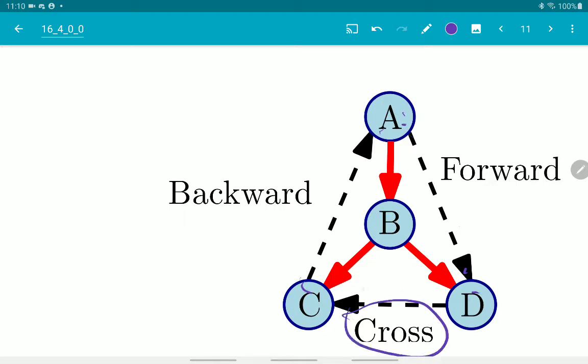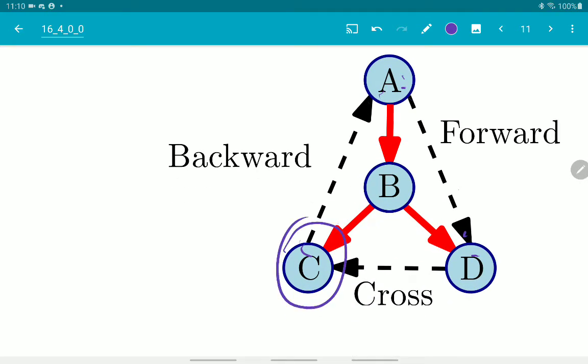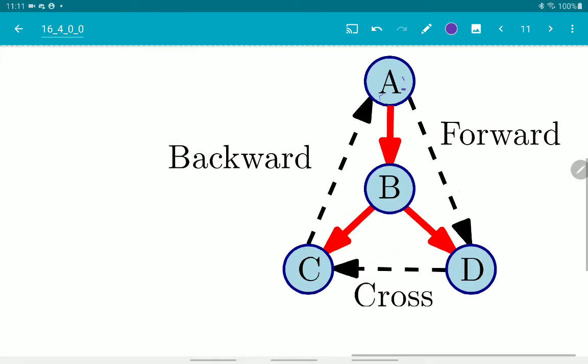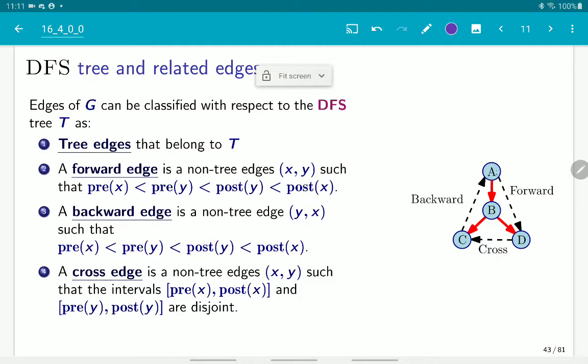And we have cross edges. A cross edge essentially means that C was visited before D was visited, right? Because if D was visited first, then the DFS would, of course, take the edge and add it to the DFS tree. So we can get cross edges. Of course, in an undirected graph, we cannot get them because once we visited C, we'd always explore this edge. Okay, so those are the four kinds of edges.